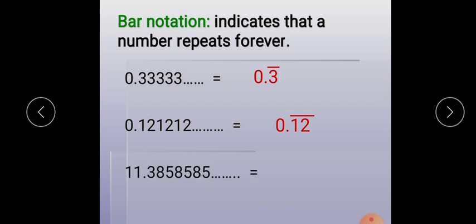Let us see one more example, 11.3858585. If you see nicely, 11.3, and after 3 the digits 85 are repeating, 85, 85 and 85. So we can write 11.3, and since 85 is repeating, we put the bar over 85. So 11.3 and bar over 85.